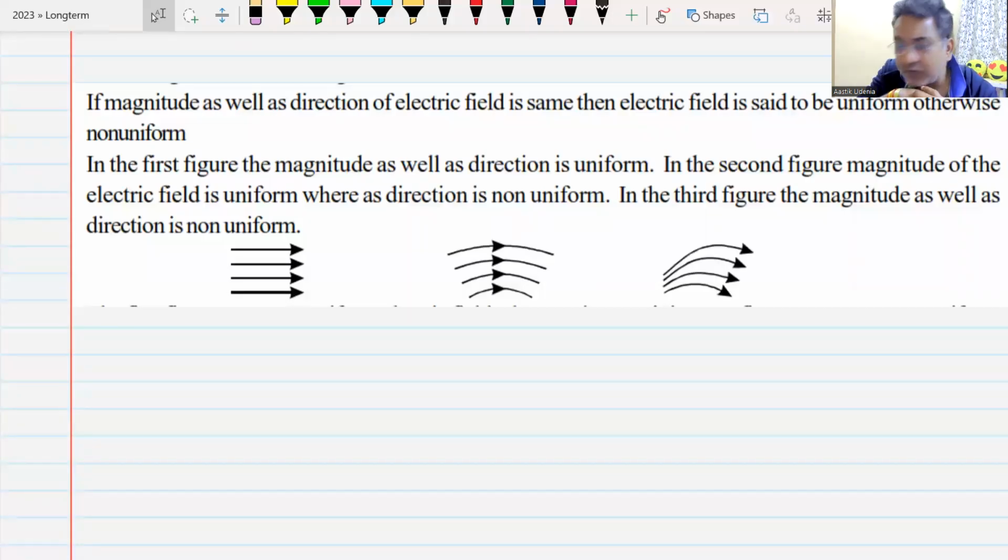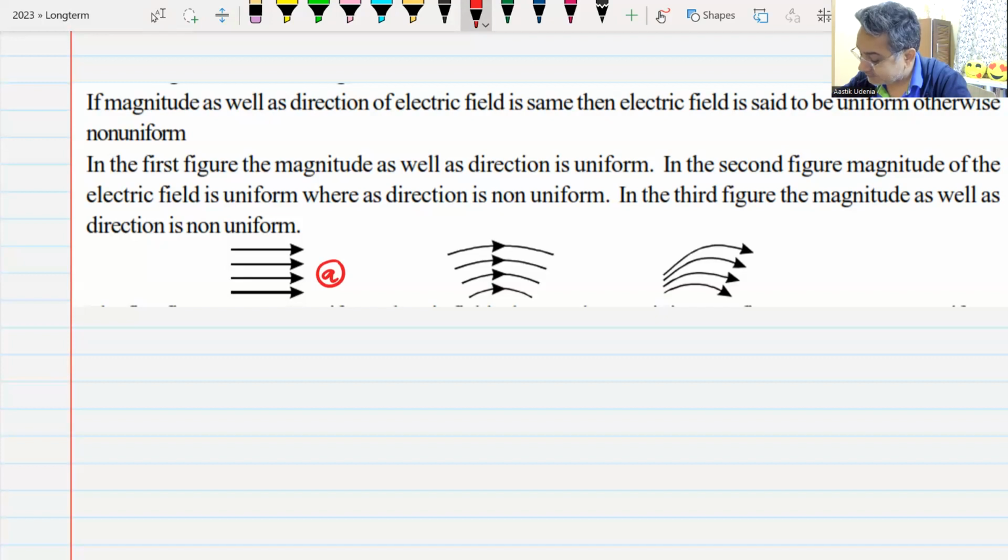That takes us to the next point. If the magnitude as well as the direction of electric field is the same, the electric field is called uniform. It's a vector, so magnitude and direction both have to be the same. If the magnitude is different and the direction is the same, it is non-uniform. If both magnitude and direction are different, then also it is non-uniform. You can see in option A, it is a uniform electric field. It is the same in magnitude and the same in direction.